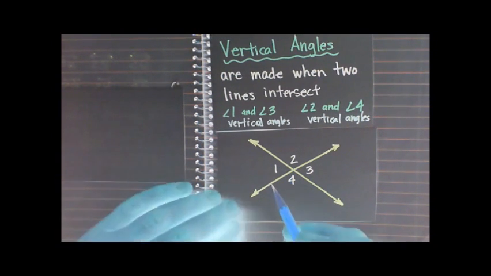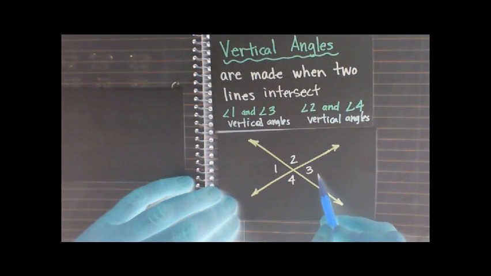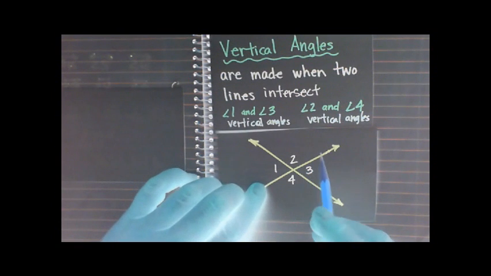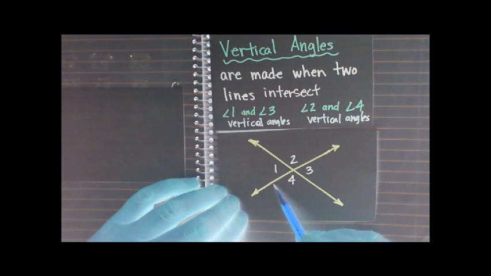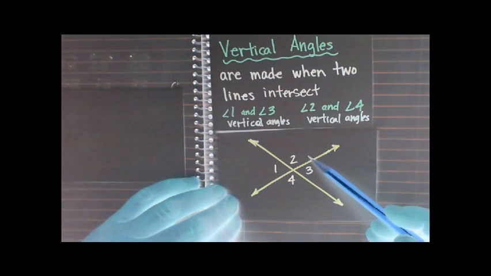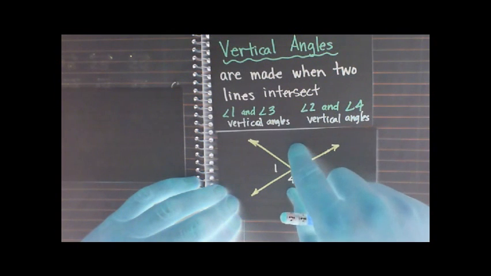So, angle 1 and angle 3 are vertical angles. Vertical angle 1 and angle 3 are said to be congruent to one another. Remember, they have the same size and they have the same shape. So the other pair of vertical angles are angle 2 and angle 4. They are also congruent. They are congruent to each other.